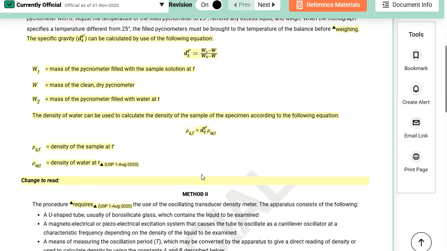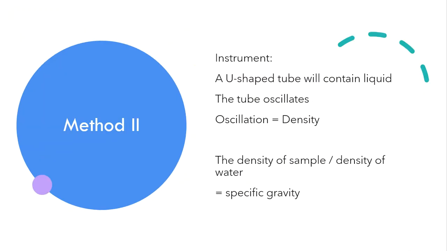All right, so as we go down, you're going to see method 2 that shows up after method 1. So we want to talk about method number 2 before this video is over. Method number 2 is if I'm feeling lazy and I don't want to go get a pycnometer and go through the motions of cleaning and drying, filling, squirting stuff out of the top and wiping it all off, then I can choose to use method 2 instead of method 1.